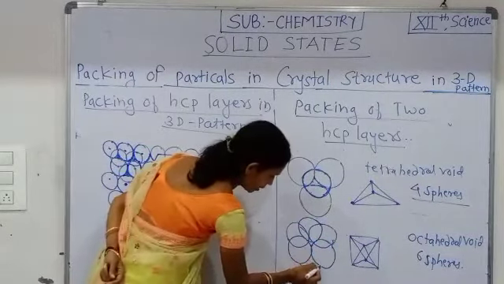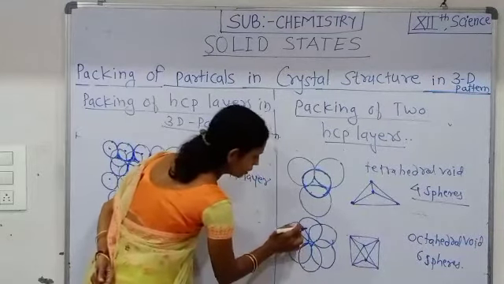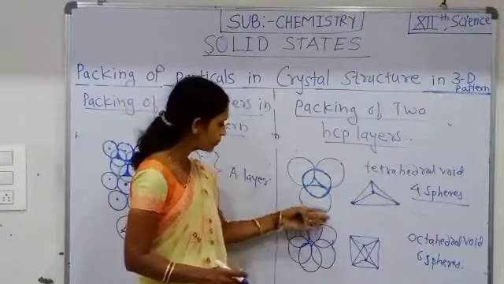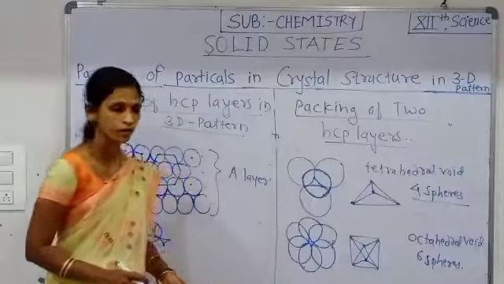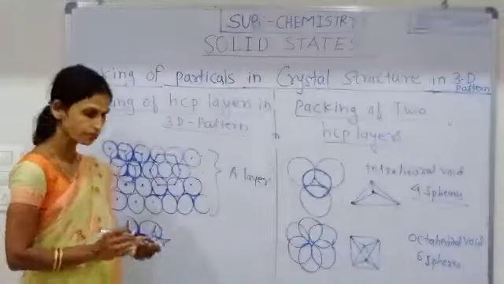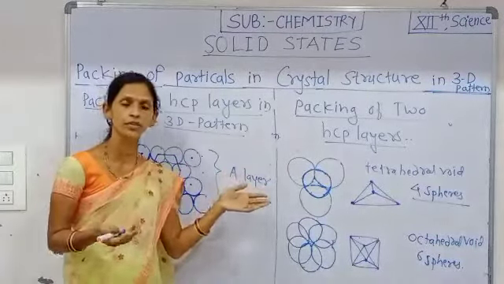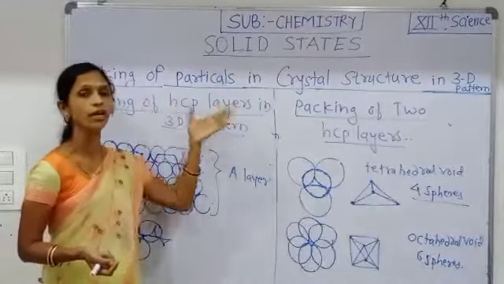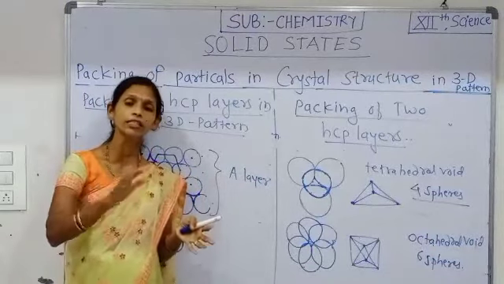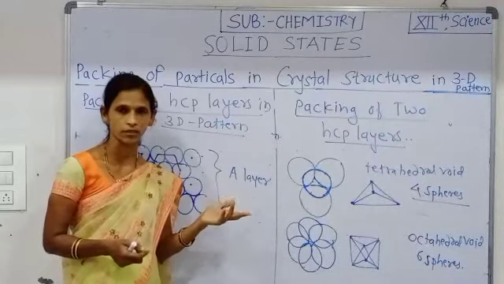See here, there are a total of 6 spheres: 3 spheres from the first layer and 3 spheres from the second layer. Therefore, octahedral void formation takes place here. Then there is the arrangement of the 2 layers of the spheres of HCP layers. Then we place the third HCP layer of spheres on the 2 layers.